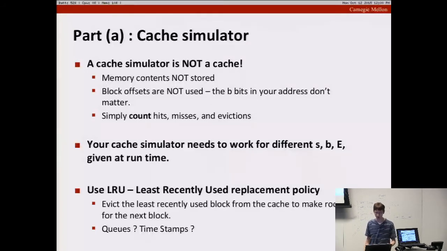And you're required to use the least recently used eviction policy, replacement policy. So if you want to implement that with queues, with timestamps, or come up with some other way of keeping track of that, that's up to you. But whatever it is, it needs to accurately evict the least recently used thing in that set.